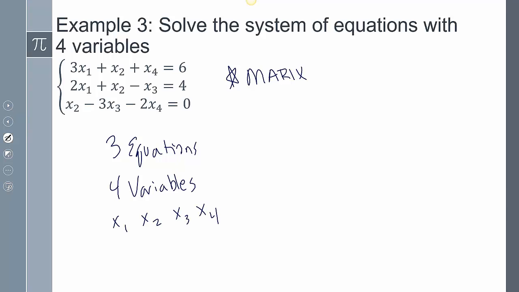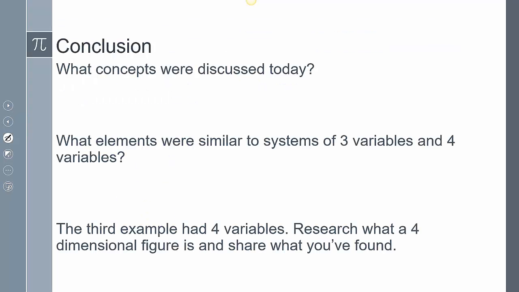So I want you to put a star, like I said, next to this, write it down, put a star next to it, and write matrix. So what kind of concepts were discussed today? And then we took a look at a system of equations with 3 variables. What elements were similar to the system of 3 variables and 4 variables? Now I know we didn't really go into it, but what things do you think that we could be doing that could be similar? That's kind of like the way that I want you to phrase that.